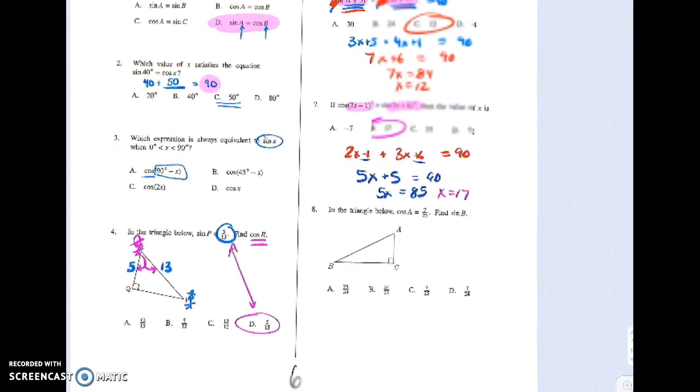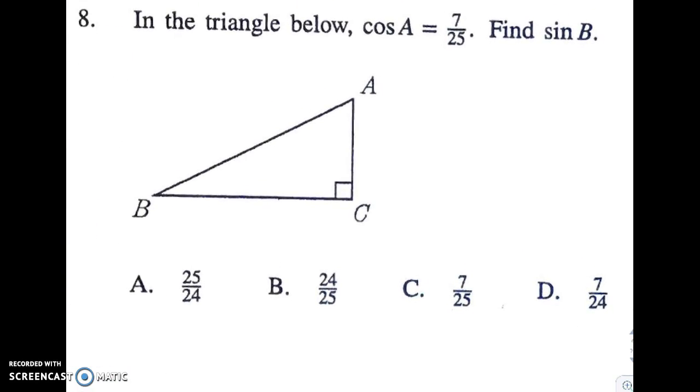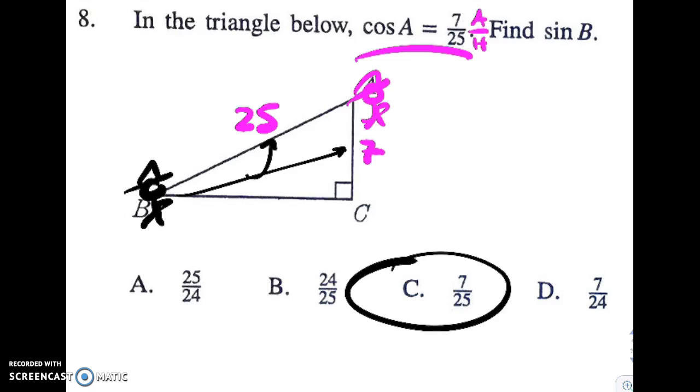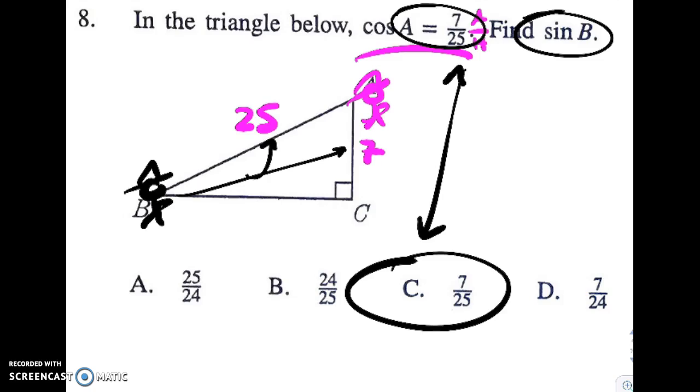This number 8 is very similar to number 4 over there. So if you want, you can pause and see if you can figure it out from number 4, and then replay it and see if you get it right. But the cosine of A, so that means I'm standing up here, cosine is adjacent over hypotenuse. What's the sine of B? Well, if I stand down here at B, the sine is opposite over hypotenuse. It's going to be the same thing. The cosine of one equals the sine of the other.